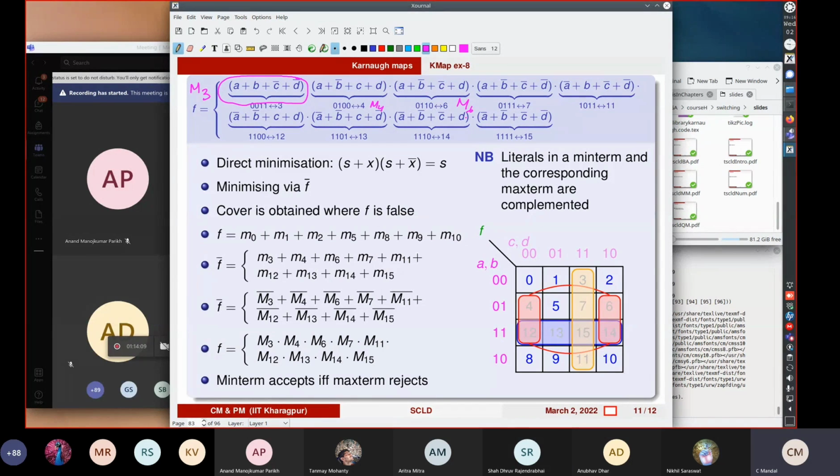Hello. All right. So I think you can just write down the terms. These are the sums. This is a product of sum, as you can see. Yeah, this is a product of sum. All right.